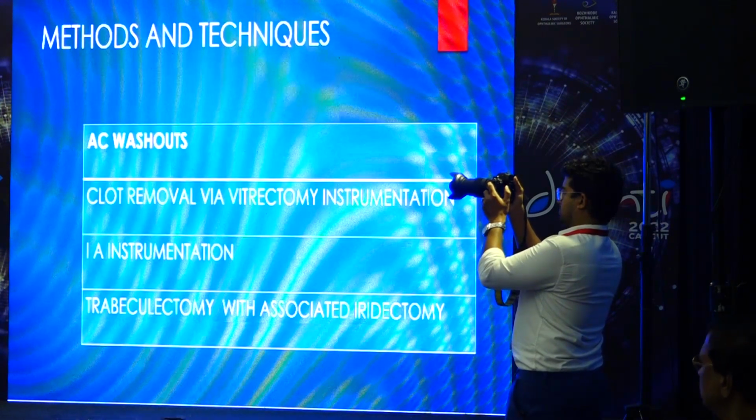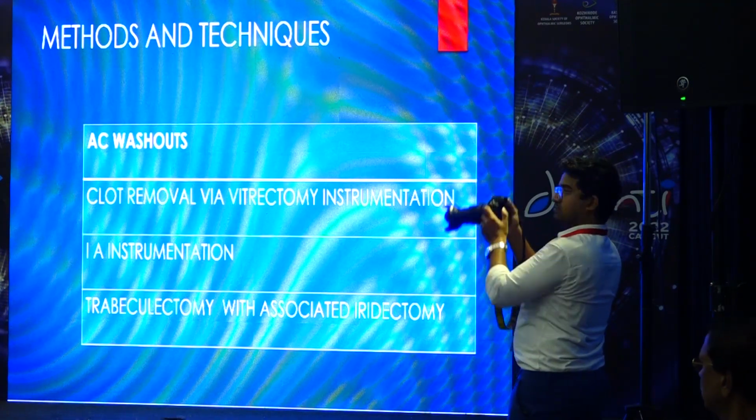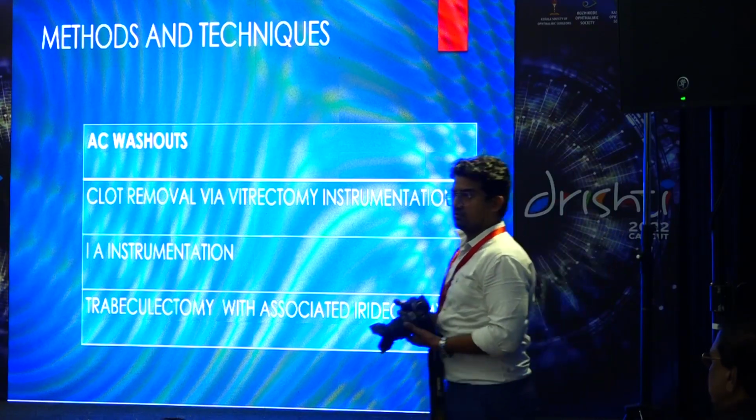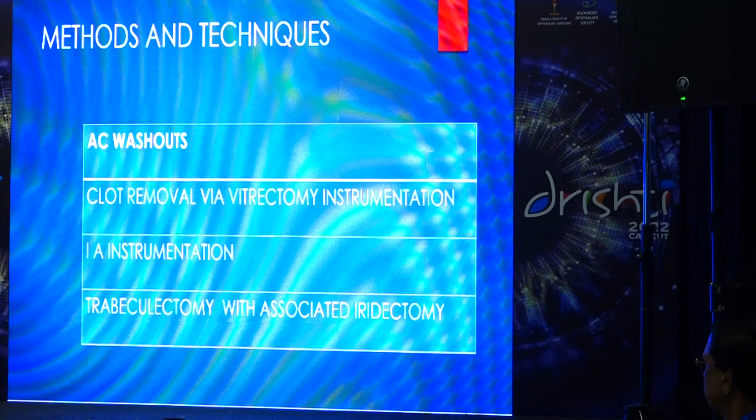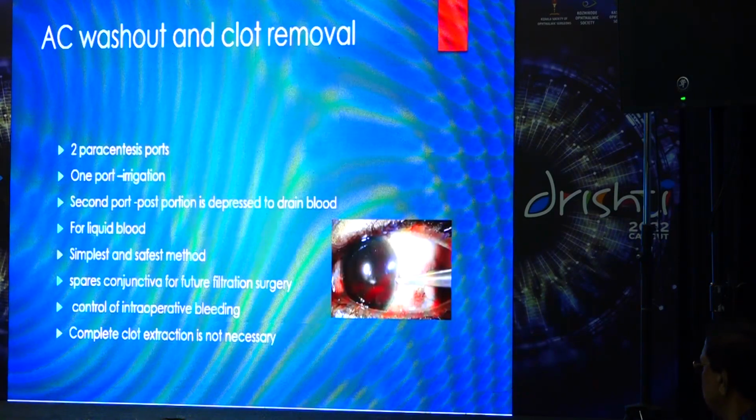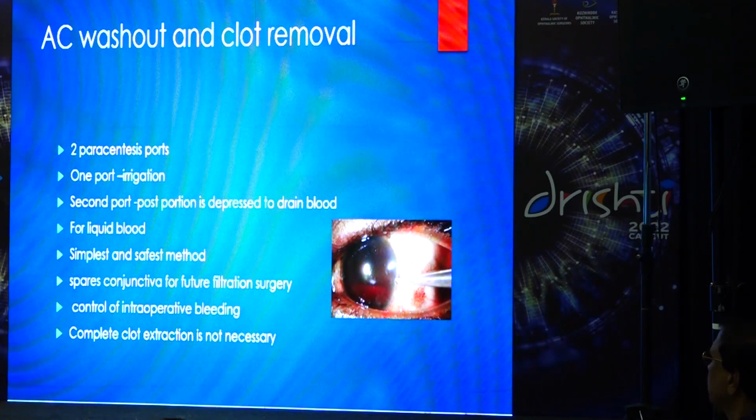Now, how to intervene surgically in a case of hyphema? There are different techniques: the AC washout, clot removal via vitrectomy instrumentation, and trabeculectomy. In AC washout and clot removal, 2 paracentesis ports are made. Through one, irrigation is done, and through the other port the posterior lip is depressed so that free flow of liquid blood occurs. It is the simplest and the safest method. The remaining clot can be removed with the help of an irrigation cannula.